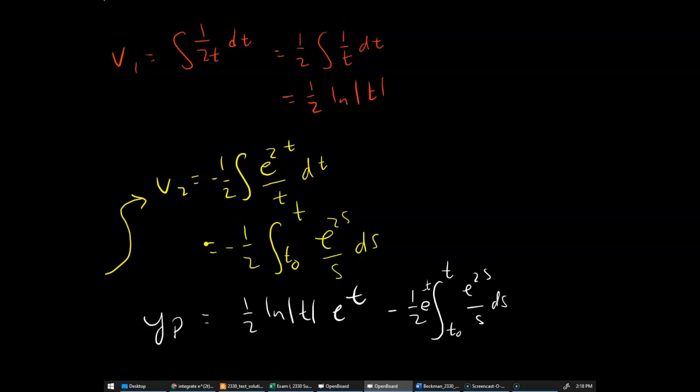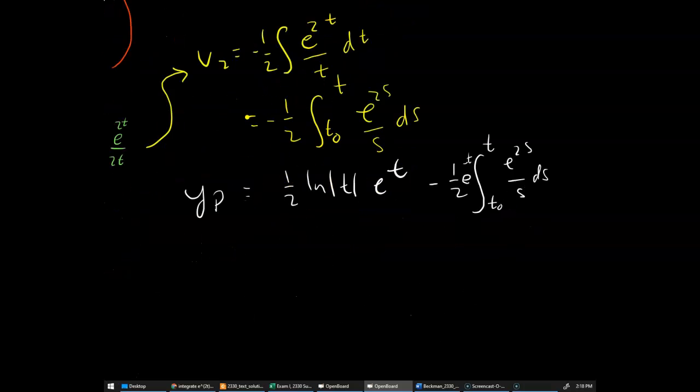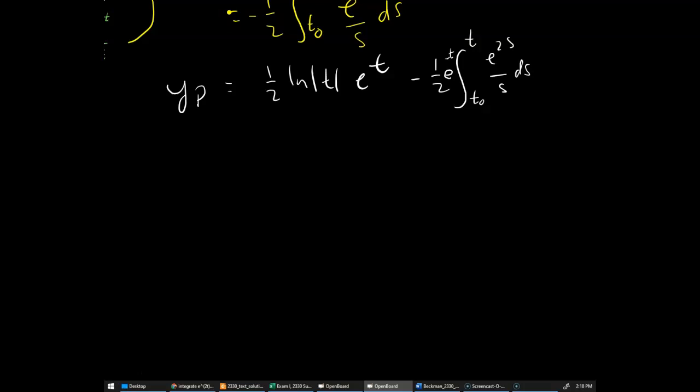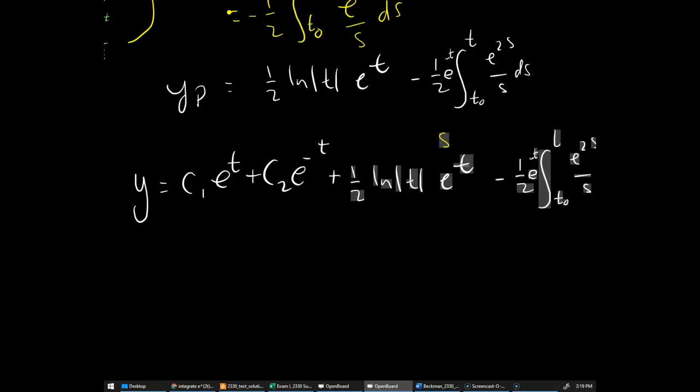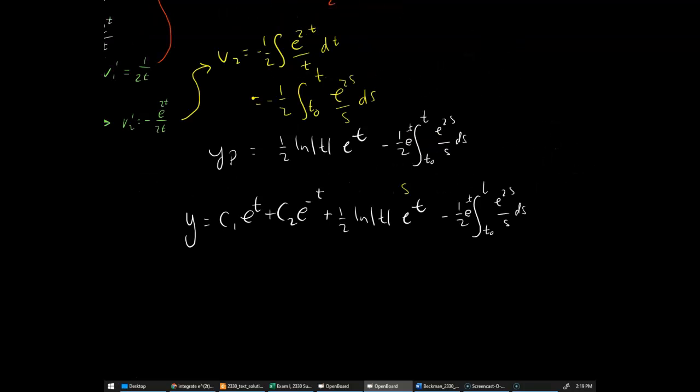If you want to get the whole general solution, you would add this to what we had before. So the most general solution would be y is equal to a constant times e to the t plus some other constant times e to the negative t, then plus all this stuff right there. There you go.